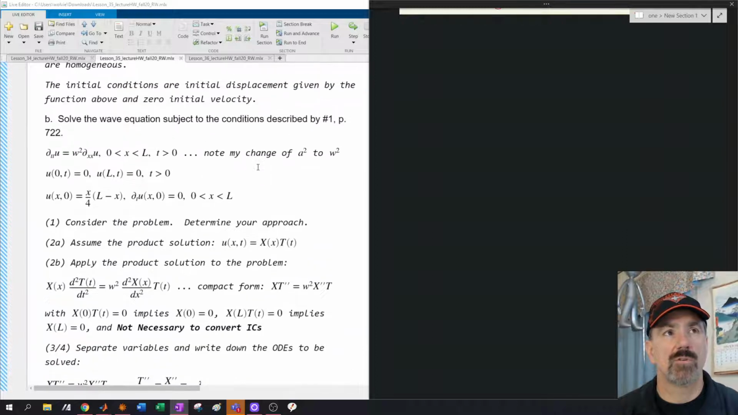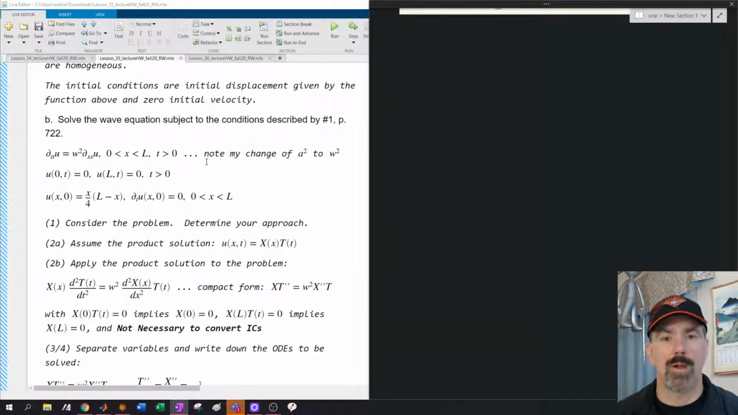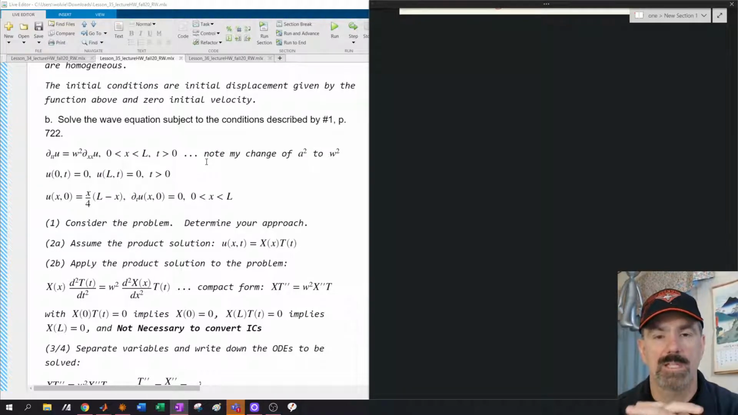First things first, of course, we want to write down what our problem is. I've made a change from a squared to w squared as it relates to wave speed, because I'm using a for my alpha, so I don't have to type a bunch of alphas. Obviously, it doesn't make any difference. There's this kind of ridiculous desire by everyone to use the first letters of the alphabet and the last letters of the alphabet, so I'm going with w, which has nothing to do with any of the problems we've been talking about so far, so hopefully it's unique enough that we won't get confused.